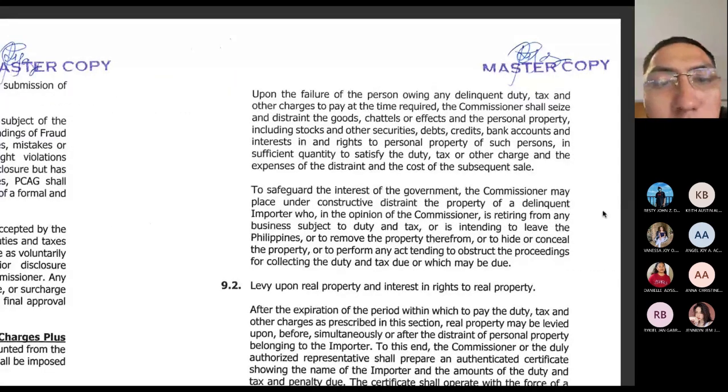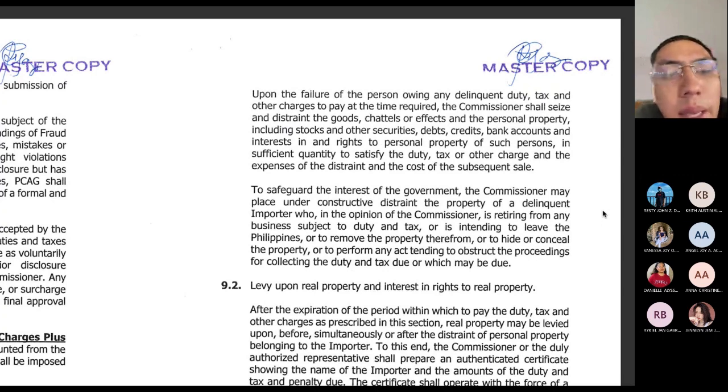Upon failure of the person owing any delinquent duty, tax, and other charges to pay at the time required, the Commissioner shall seize and restrain the goods, chattels, or effects and the personal property, including stocks and other securities, debts, credits, bank accounts, and interest in and rights to personal property of such person, in sufficient quantity to satisfy the duty, tax, or other charge, and the expenses of the distraint, and the cost of the subsequent sale, to safeguard the interests of the government.